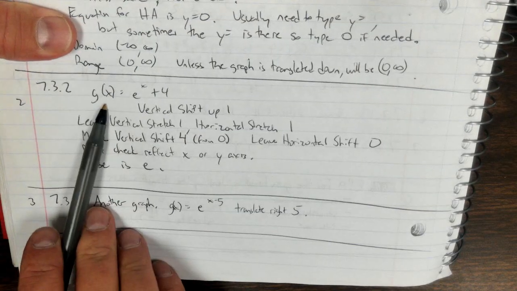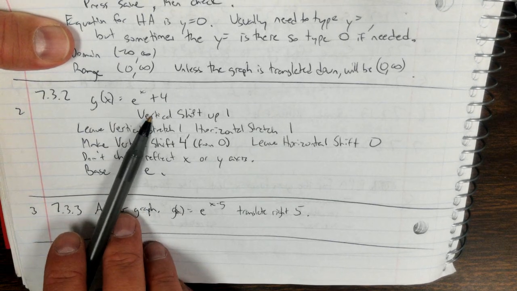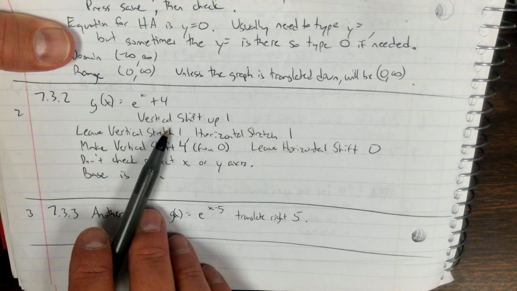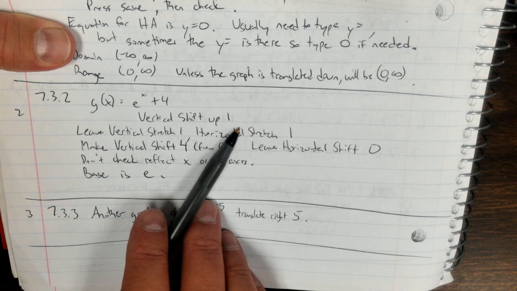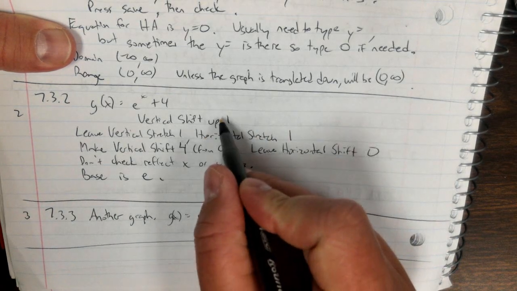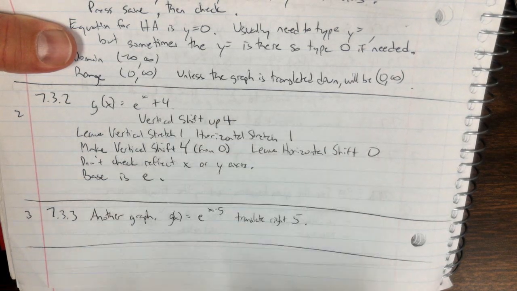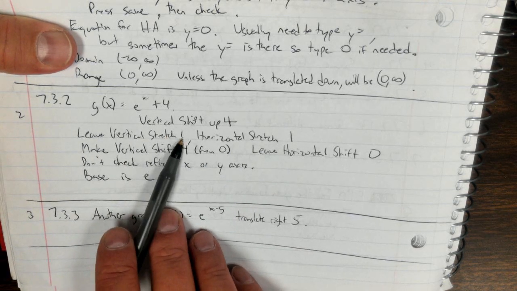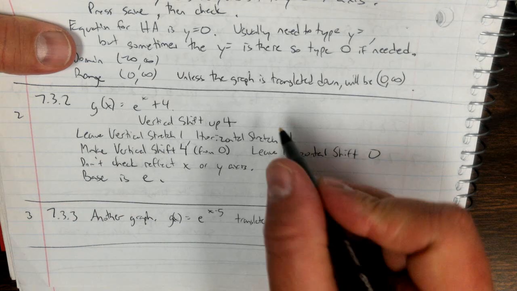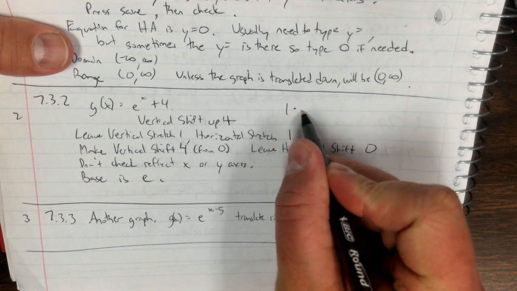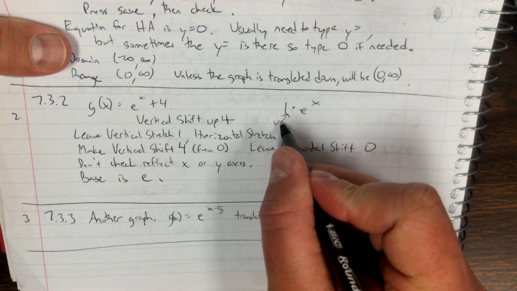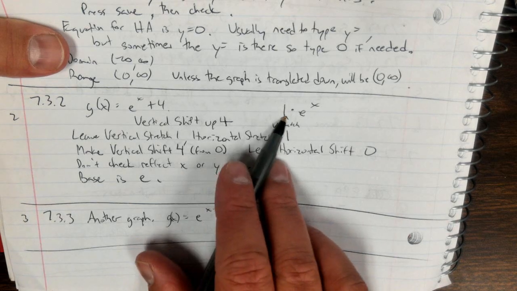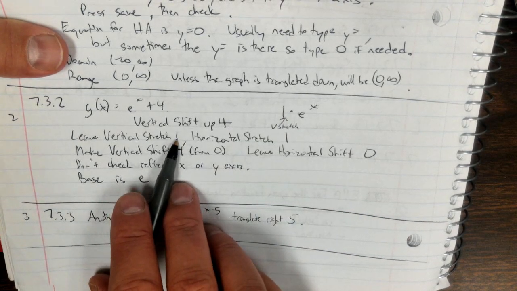The next part is g of x equals e to the x plus 4. Now it wants you to do a vertical shift up 1. Oh, this is up 4. Vertical shift up 4 from there. So what you want to do on your pop-up box is leave vertical stretch as 1, because that would be like the understood number in front. So that's your vertical stretch. Leave that 1, because if it were 0, then you wouldn't even have a function. So by default, that's 1.